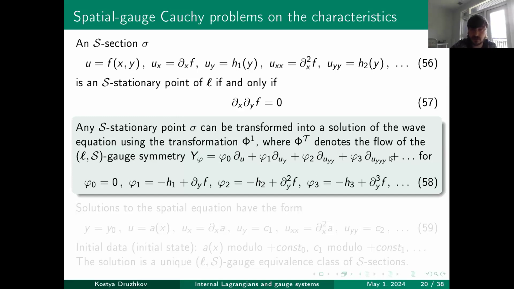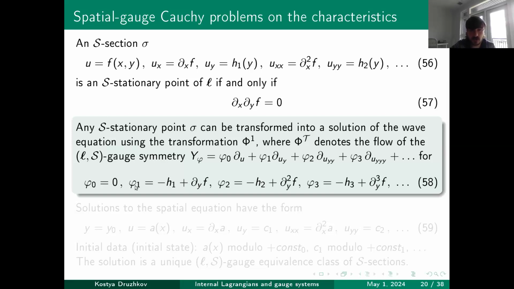And this LS gauge symmetry is given by the following functions. Phi0 is trivial. Phi1 is just this combination of minus h1 plus dy of f. If you remember, in order to consider LS gauge symmetries, we can take here any functions of y, for example. And according to our restriction, the corresponding derivative dy of f is a function of y. So we can add it here, and it's still an LS gauge symmetry, not gauge. Yes, that's true. Not gauge symmetry, but LS gauge symmetry, spatial gauge in this sense.